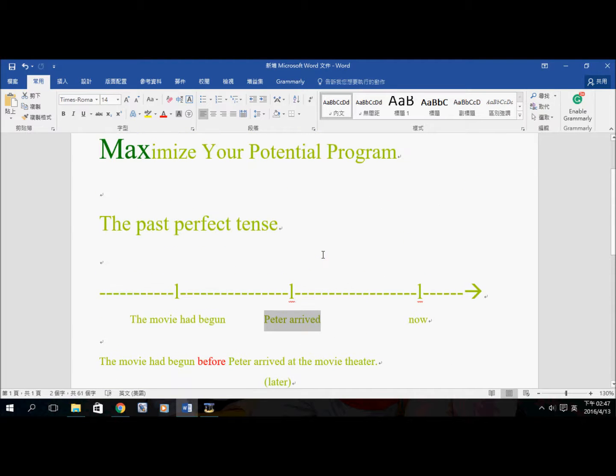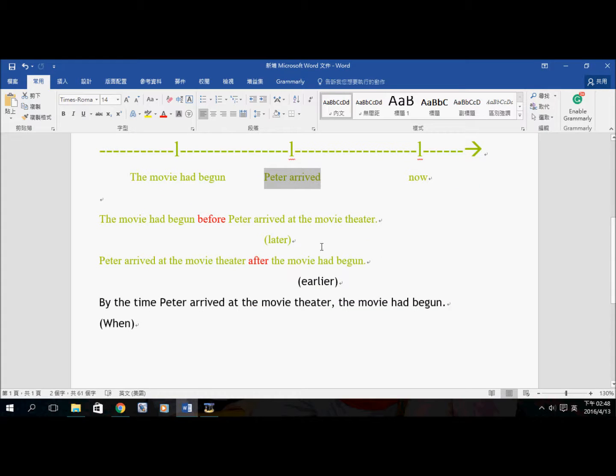So, again, we use the past perfect tense to talk about something that had happened before a past event. Okay? And these are the conjunctions that we can use with the past perfect tense. We can use before, we can use after, we can use by the time, we can use when. We can even say the movie had already begun to emphasize the fact that the movie had begun. You can say already begun. Okay? So this is how we use the past perfect tense.